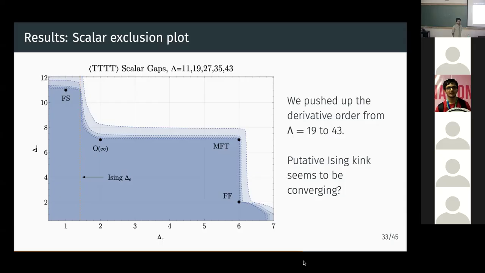Wait, are you saying it's factorized? Like the 4-point function factorizes into 2-point functions? That's a good question. Yeah, you're right. It's a mean field theory. The 4-point function factorizes, it's trivial.